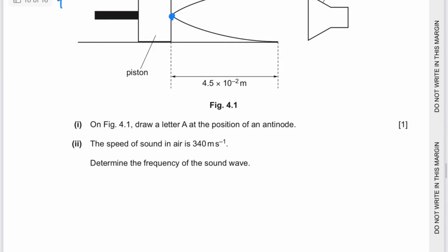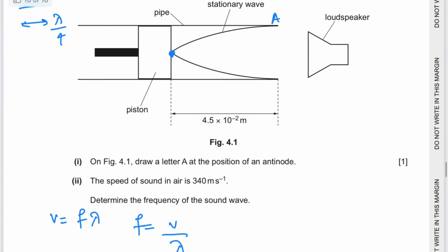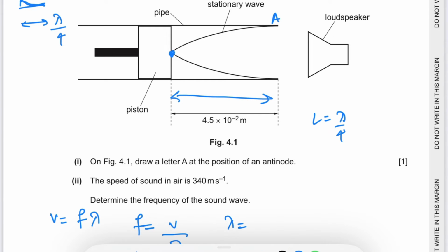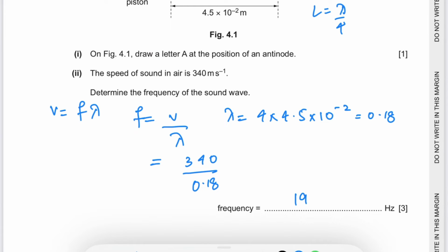Determine the frequency of the sound wave. So speed of sound is equal to frequency times the wavelength. That means the frequency is equal to speed divided by the wavelength. Now remember, for the first harmonic, which is shown over here, the length is equal to a quarter of the wavelength. Therefore the wavelength over here would be equal to 4 times 4.5 times 10 raised to negative 2, which is 0.18 meters. So for the frequency, that would be 340 over 0.18 meters, and that's 1900 hertz, correct to two significant figures, of course.